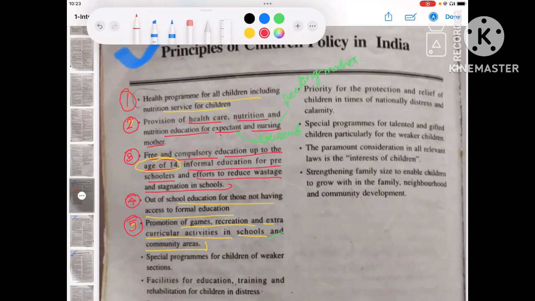The next one is special programs for children of weaker sections. Some students are very weak in some subjects, so for that subject, they will provide special sections for the weaker children. So that is a special program for the children of weaker sections.